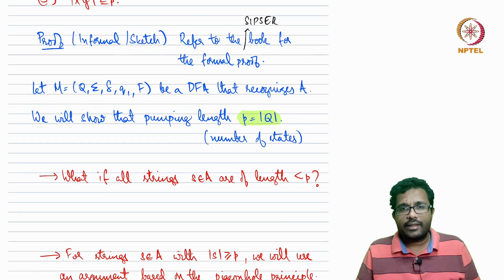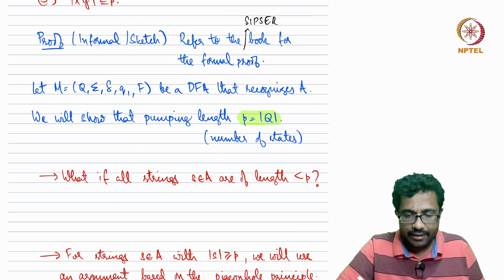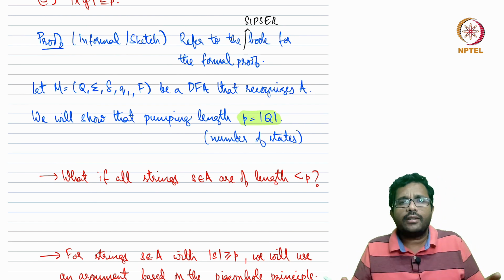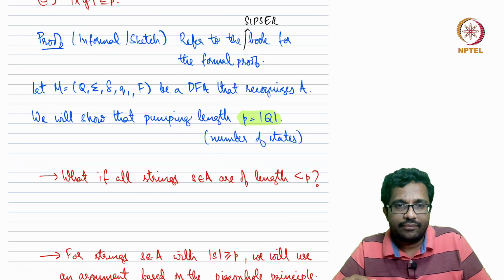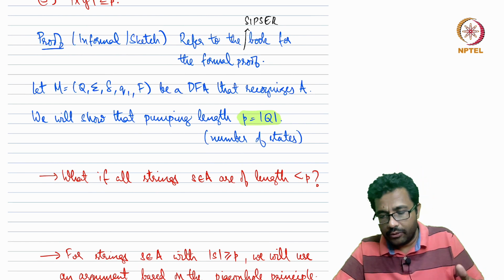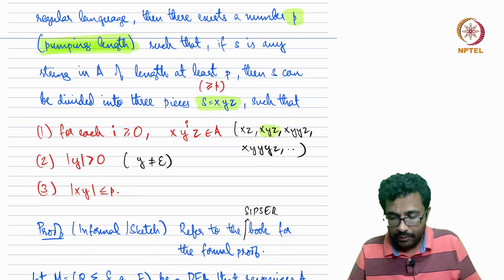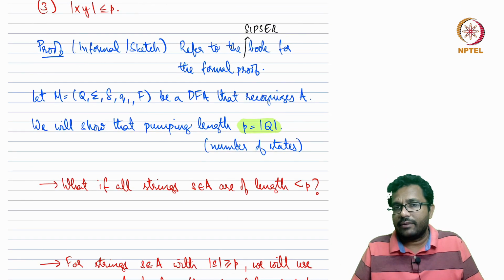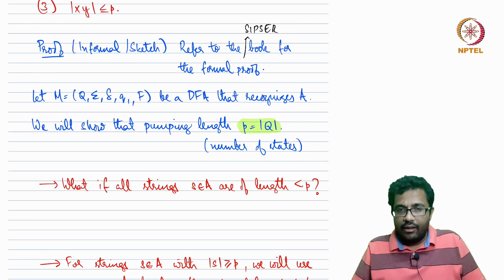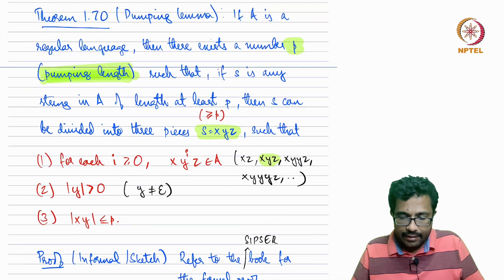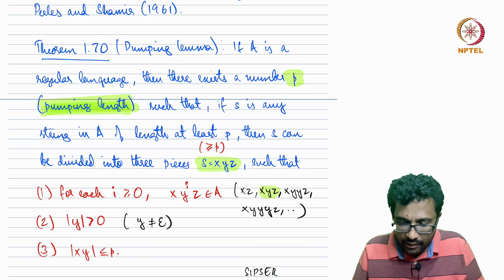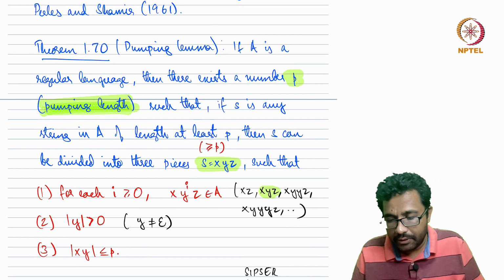So let me ask you a simple question which is like a basic question on logic. What if all the strings are of length at most p? The pumping lemma talks about strings of length greater than or equal to p, right? So what if all the strings are of length strictly less than p, right? If all the strings are of length strictly less than p, then let's read the statement. If A is a regular language, then there is a number p such that if any string is of length greater than p, then this has to be satisfied.